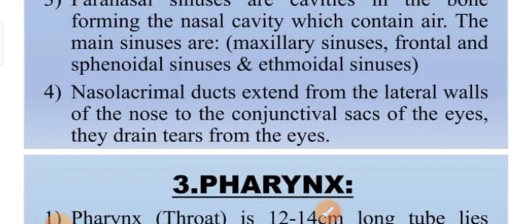Nasolacrimal ducts extend from the lateral walls of the nose to the conjunctival sacs of the eyes. They drain tears from the eyes. Okay, the nasolacrimal ducts extend from the lateral walls of the nose to the conjunctival sac of the eyes. They automatically drain the tears from the eyes.